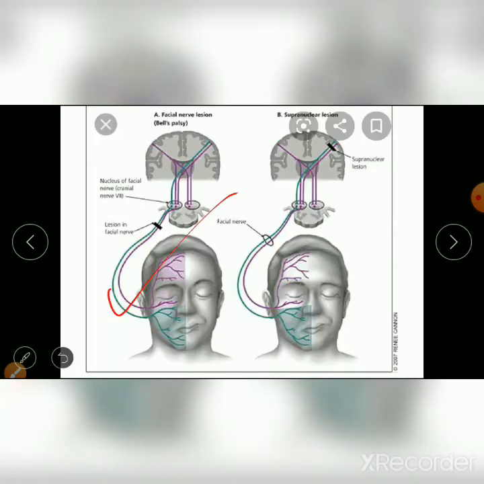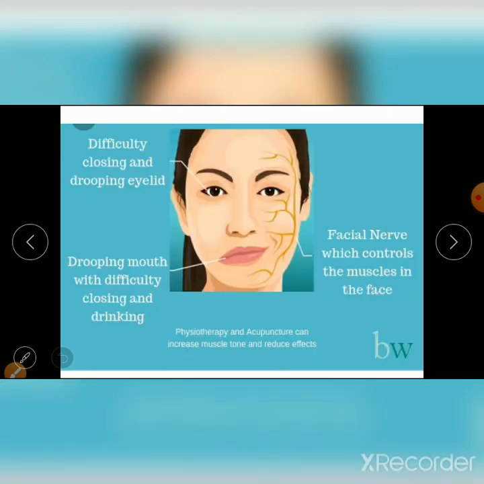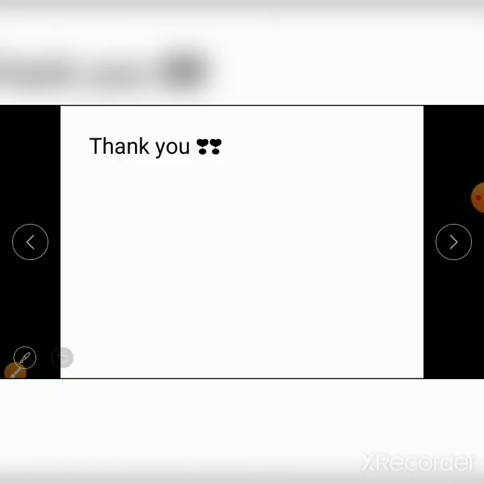So this is the Bell's palsy. In this diagram, the Bell's palsy patient has difficulty closing the eye and a drooping eyelid, and a drooping mouth with difficulty closing it and drinking, and the facial nerve, which controls the muscles in the face, is affected. So this is all about the difference between facial palsy and Bell's palsy.